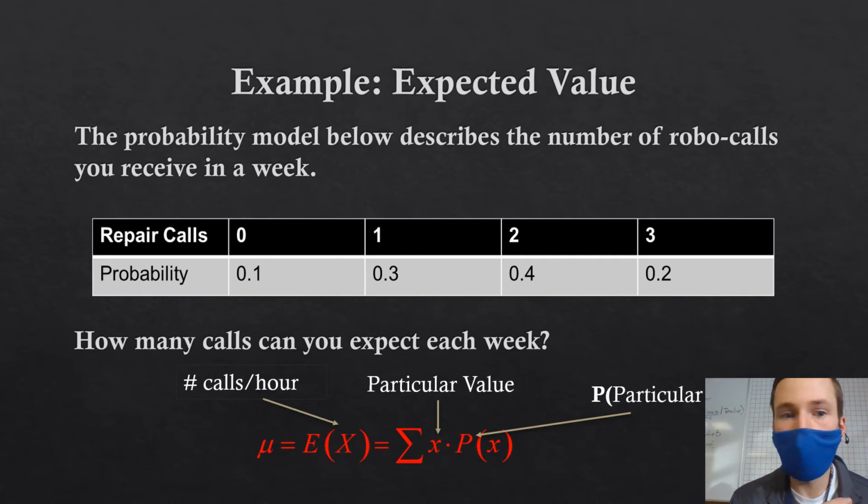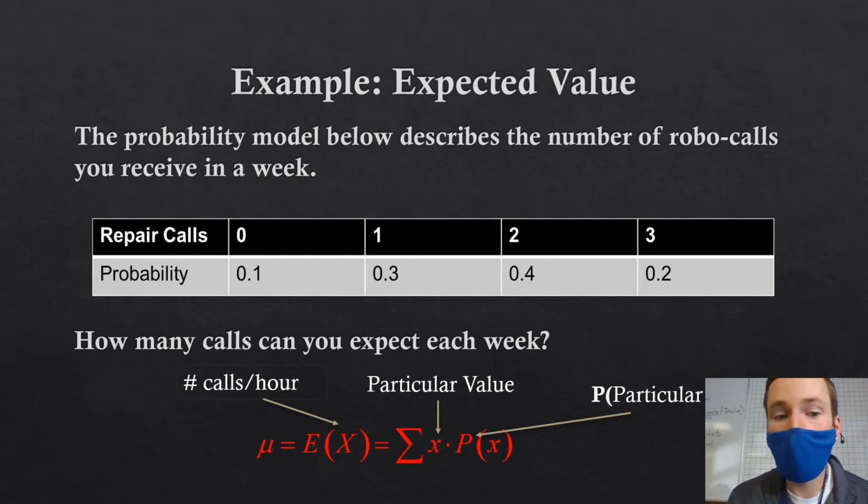So let's say that our situation is, here we've got a probability model for the number of robocalls that you're going to receive in a week. We see that our possible outcomes are 0, 1, 2, or 3. And then we have the corresponding probabilities of each of those outcomes. So the probability of having 0 calls is 0.1, having 1 call is 0.3, and so on. This is exactly what a probability model is. We have all possible values of our variable, 0, 1, 2, or 3, and then we have the corresponding probability of each of those events happening.